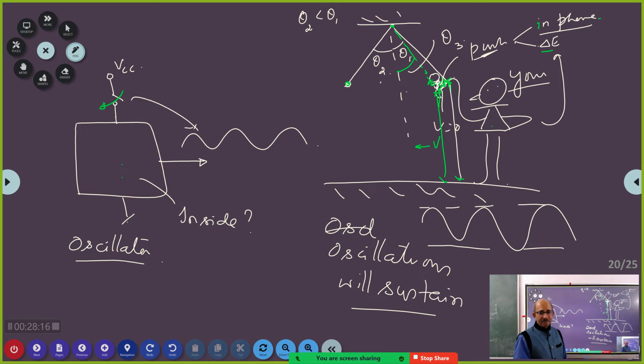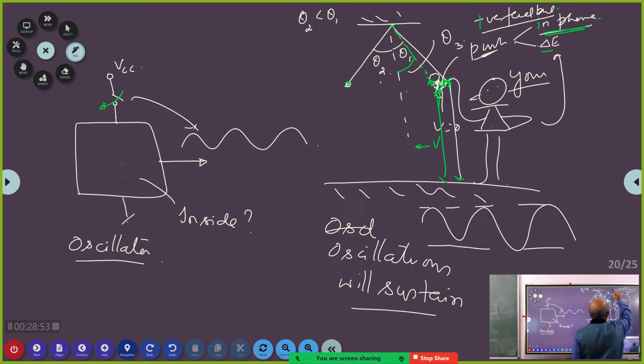Did you capture this point? Yes, sir. Okay, that is point number 1. Now, you see, you are giving that external energy or external force in phase with the system, isn't it? In phase, correct? Yes. And that is what we call positive feedback. What you are giving in phase is called positive feedback. Did you capture that? Yes, sir.